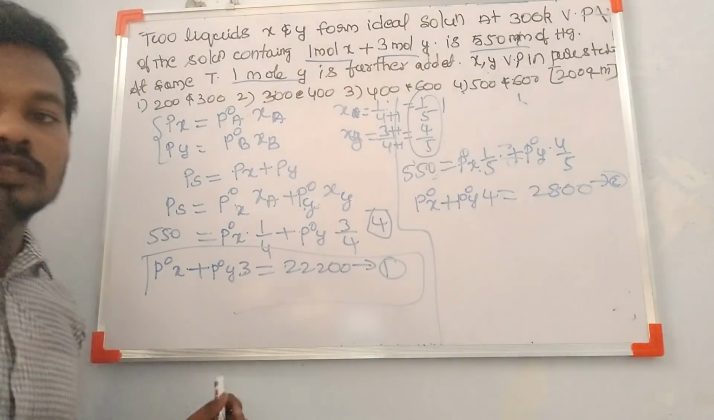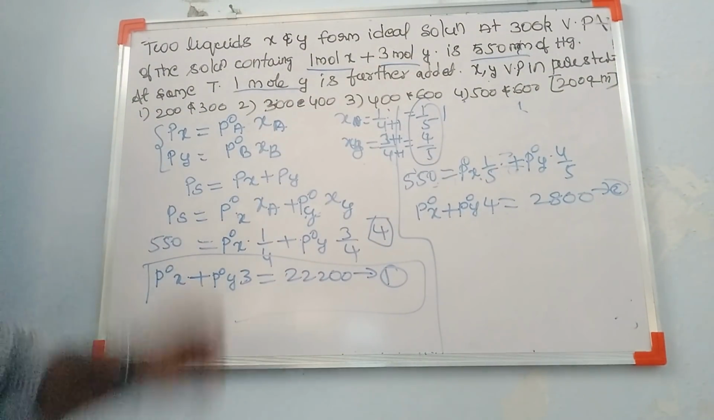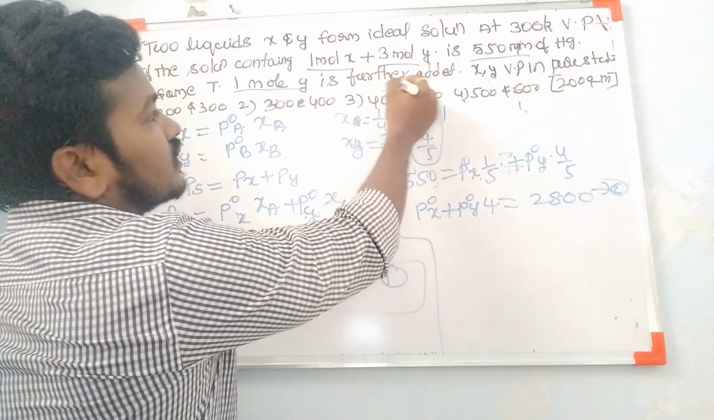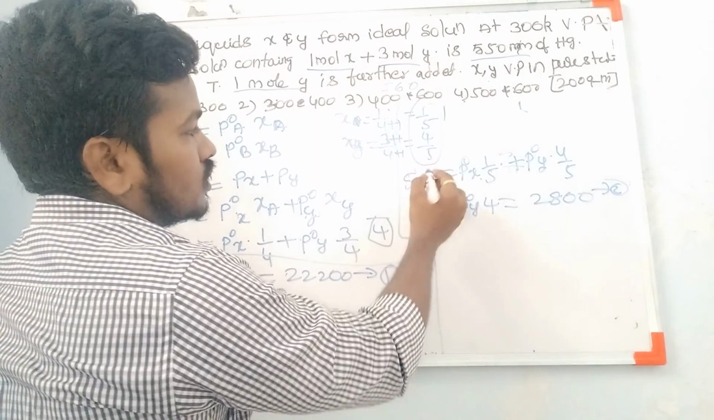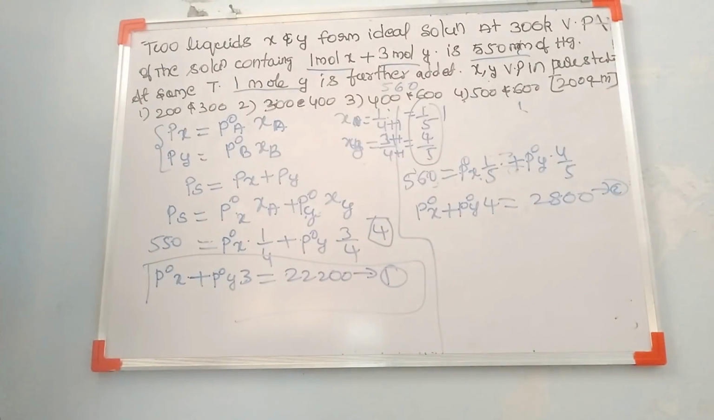What you have to do, just see. One more point I forgot. After adding 1 more mole extra, what will happen? It increases to 560. So we have to change it to 560. That's why we get the 2800.